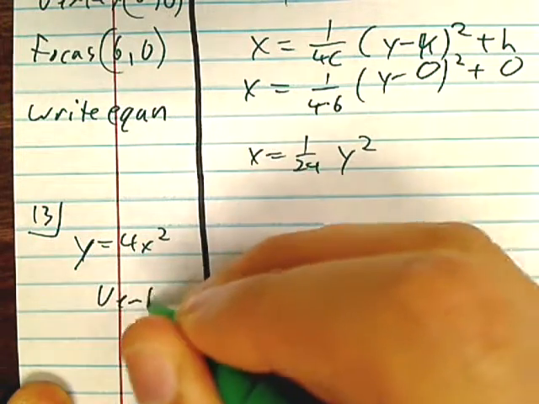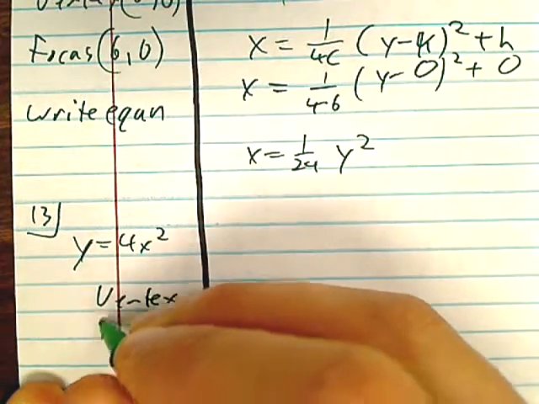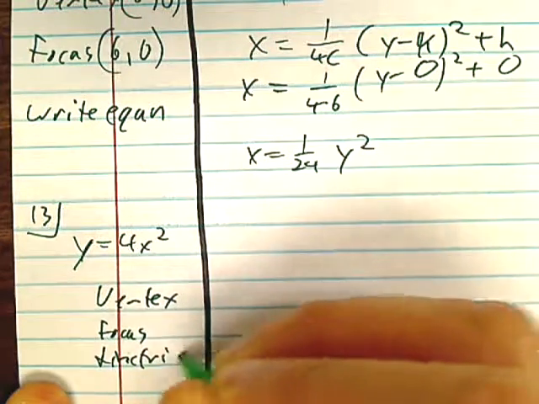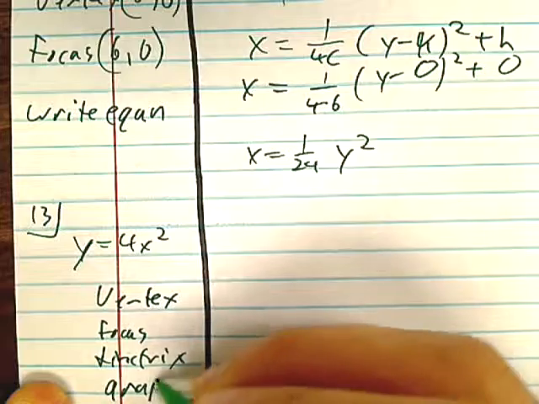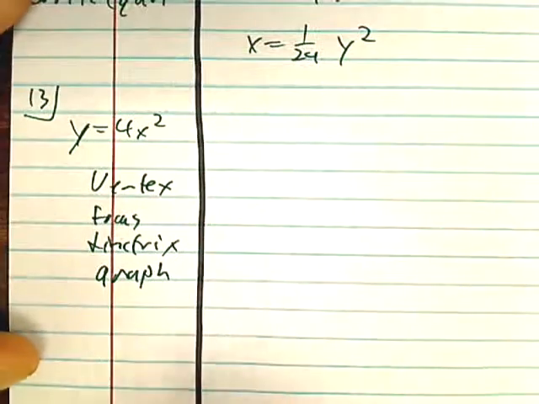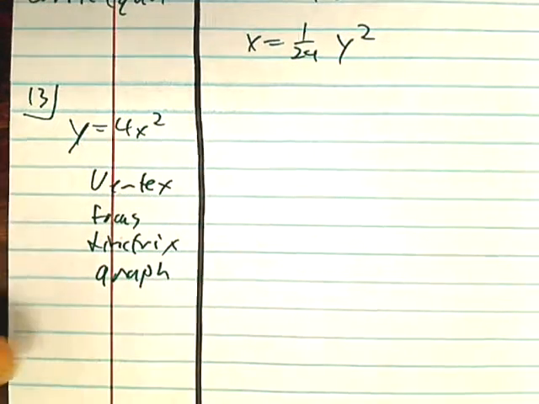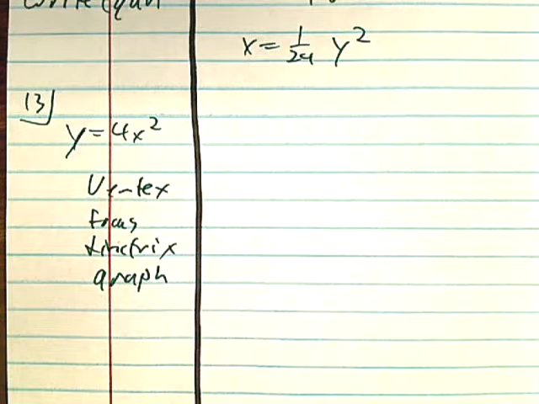So the vertex, focus, directrix, and graph it. Now you know this is an up-down, up or down, because it's y equals an x squared. So go ahead and look at all that stuff and try to figure it out. Go ahead.